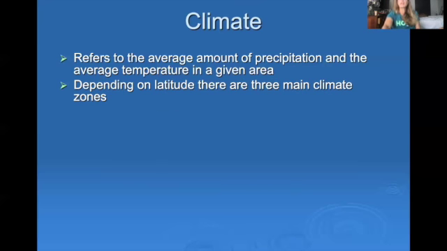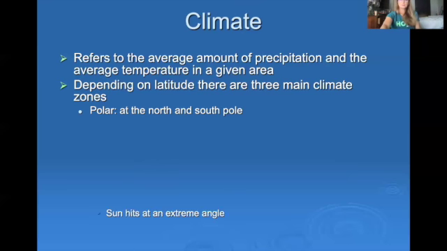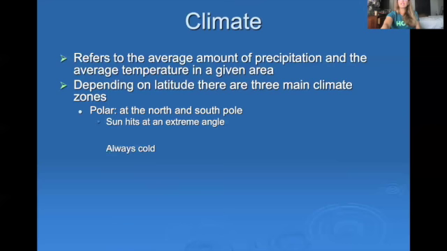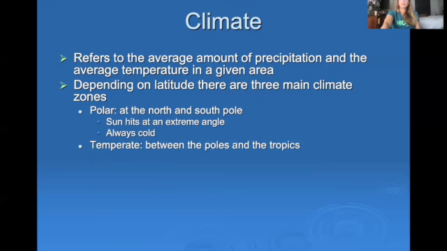Depending on your latitude, there are three main climate zones on Earth that we talk about. At the top and bottom of the globe, we have our polar regions. So we have the North Pole and the South Pole. At the North Pole and the South Pole, it is always cold. Even in their summer months, it is still cold. So the sun's going to hit at an extreme angle, so you're never going to get that great radiation of solar energy, and so it's going to be cold all the time.